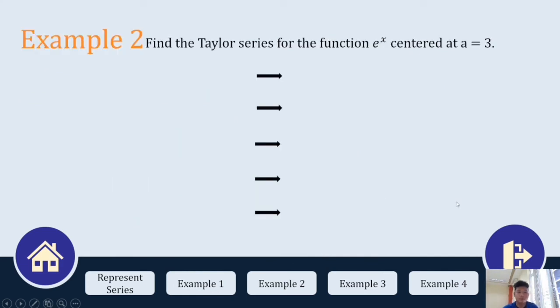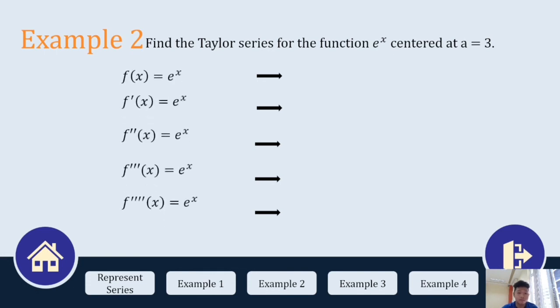Let's do example 2. Find the Taylor series for the function e to the power of x centered at a equal to 3. So the same thing, we have to find the first 4 differentiations of this function. No matter how many times you take the derivative of e to the power of x, you will still get the same answer, which is e to the power of x.